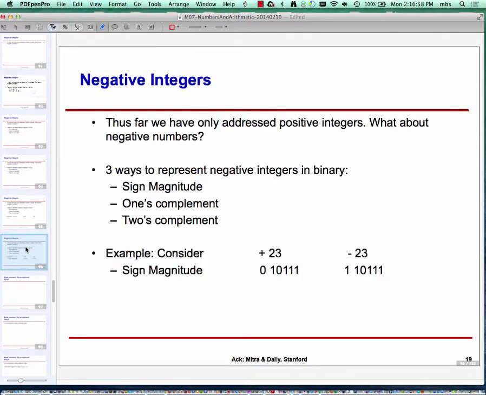So that's sign magnitude. 1's complement would translate to the same 0, 1, 0, 1, 1, 1 as my positive 23, but negative 23 is going to be the inverse of that, the complement of that, or subtract it from all 1's, so that would become 1, 0, 1, 0, 0, 0. Okay.